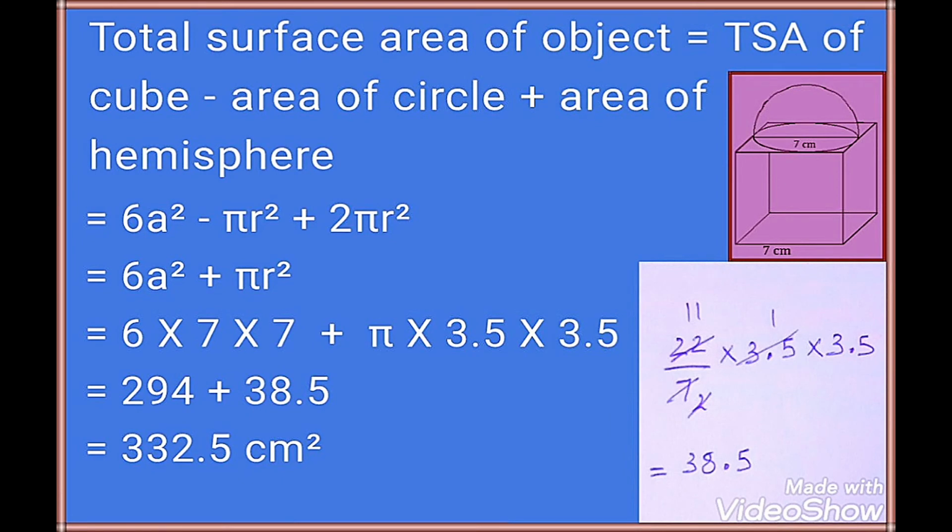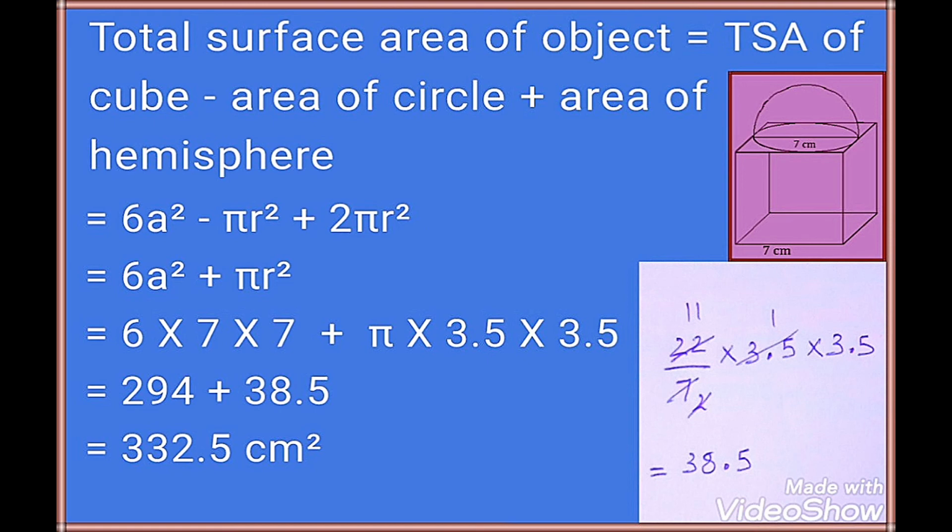Now we are going to calculate the total surface area of the solid by substituting the formulas. We have understood that the total surface area of this object is going to be equal to total surface area of the cube minus area of circle plus area of hemisphere, that is the curved surface area of hemisphere. So when we substitute the formulas, you know that total surface area of cube is 6a square, area of circle is pi r square, and area of hemisphere, that is the curved surface area of hemisphere, is 2 pi r square.